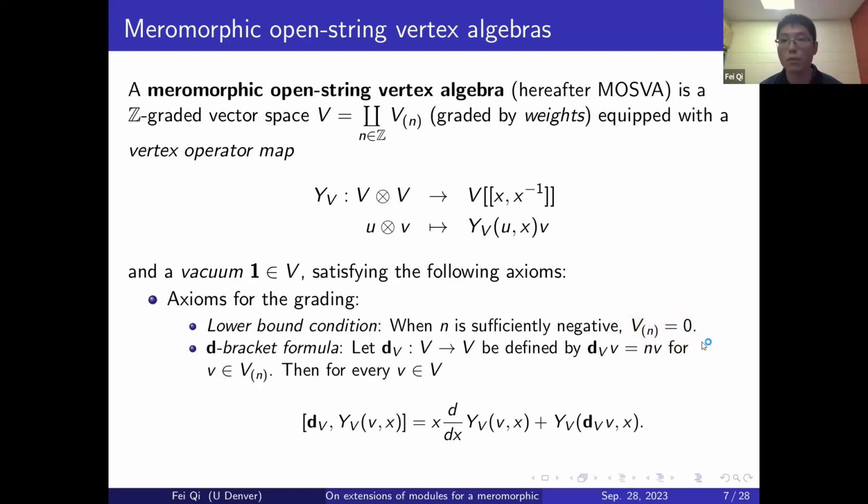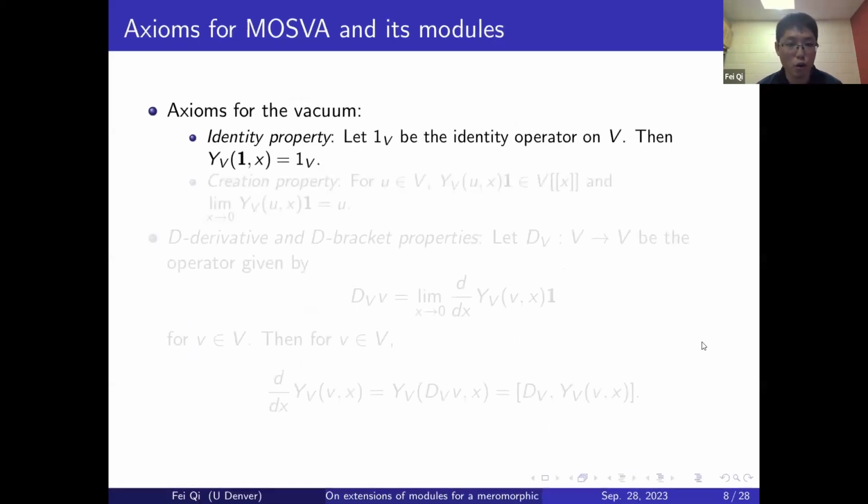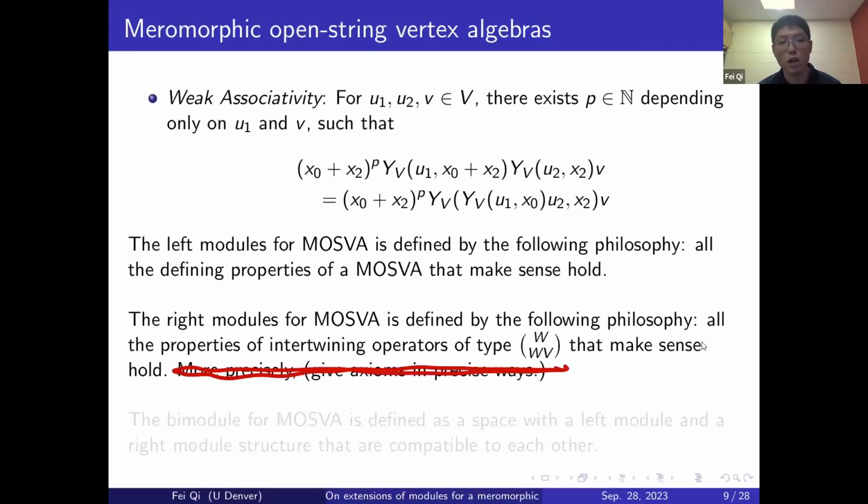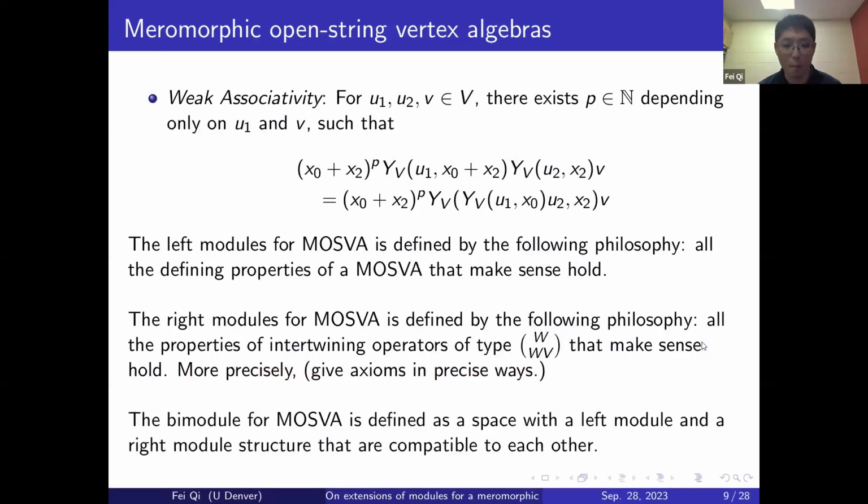So if the real part is sufficiently negative, then the homogeneous space should be 0 over here. And these D bracket formula automatically holds because there should be a grading on the modules. But on the other hand, whether or not there should be a capital D operator, there has been a discussion very recently, actually, about the situation.